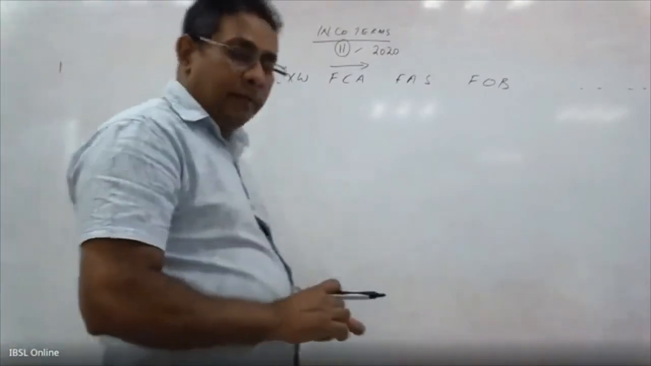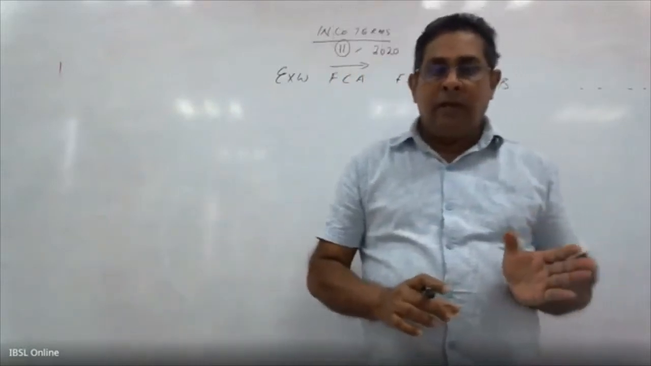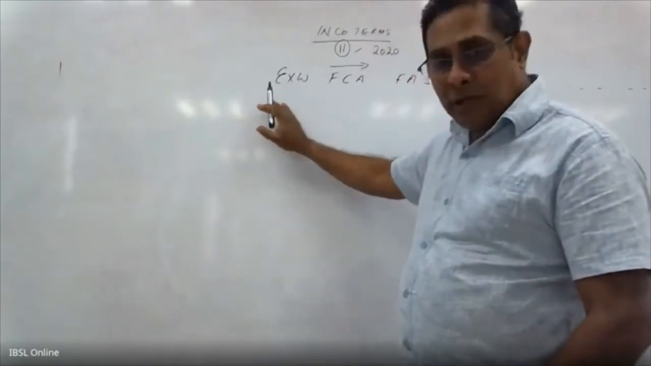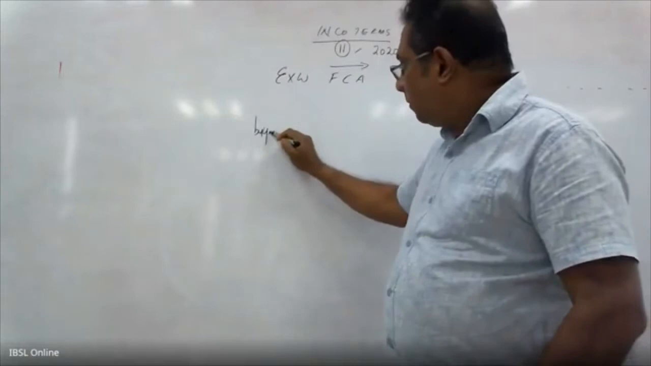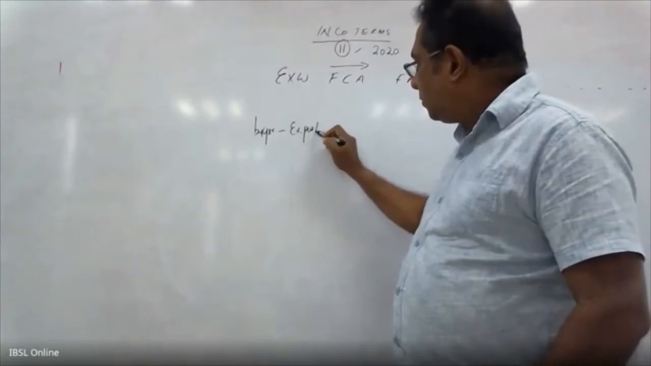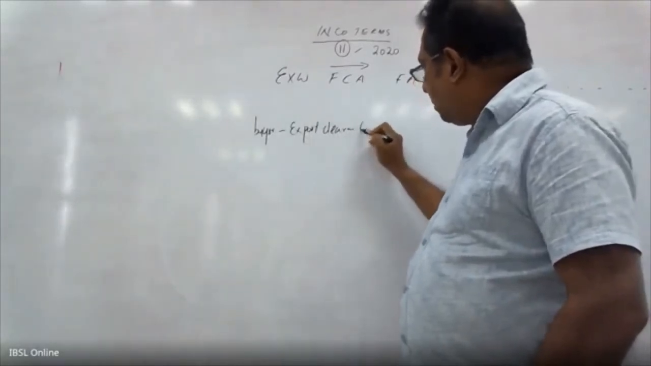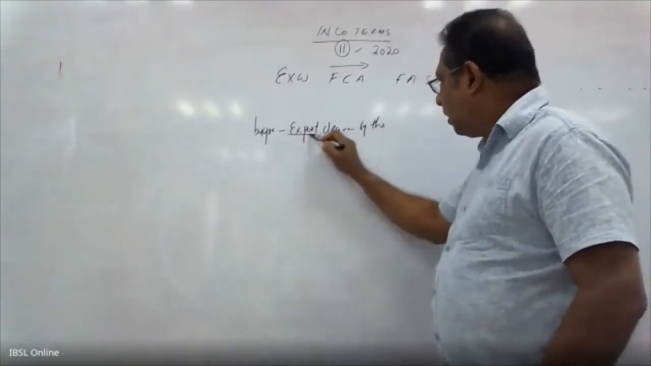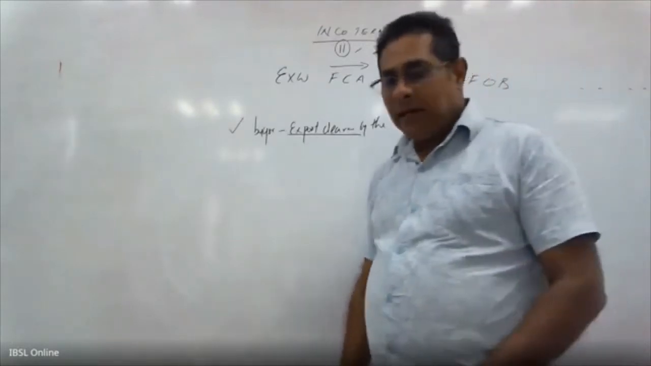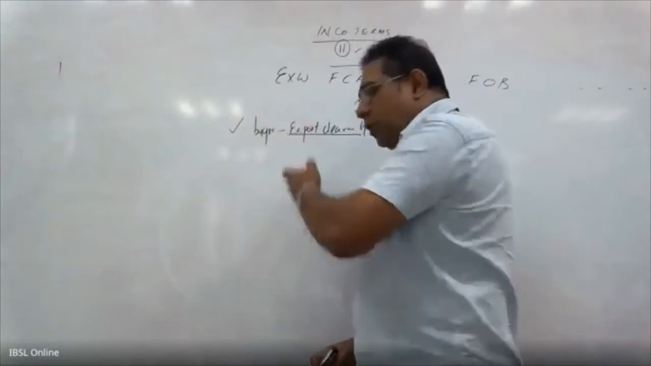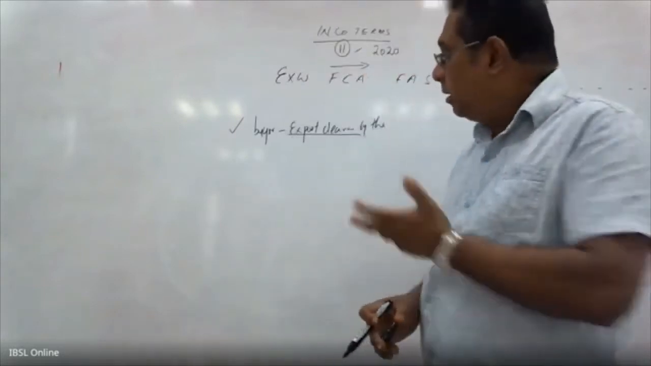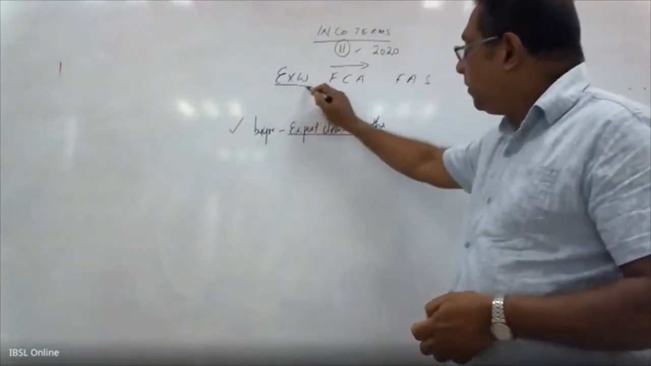In ex-works, once again, the seller does nothing. The seller doesn't even clear for exports. The buyer is supposed to clear for export. The export license or the export clearance has to be obtained by the buyer. In other words, the port of loading charges or any duty has to be paid by the buyer in case they have contracted under ex-works.